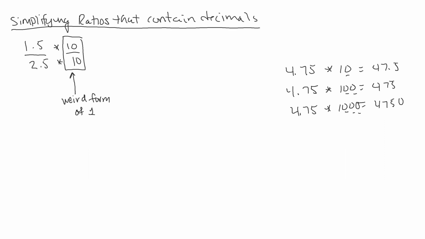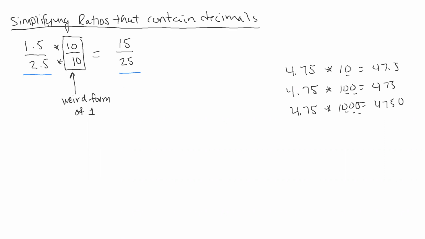So I multiply top and bottom by 10. I get 15 over 25. And if you don't believe me, take 1.5 divided by 2.5, and then take 15 divided by 25, put both of them in the calculator, and you will get the same value. In fact, you'll get 0.6 and 0.6. So again, we haven't changed the value of the ratio, we've changed the appearance of the ratio.